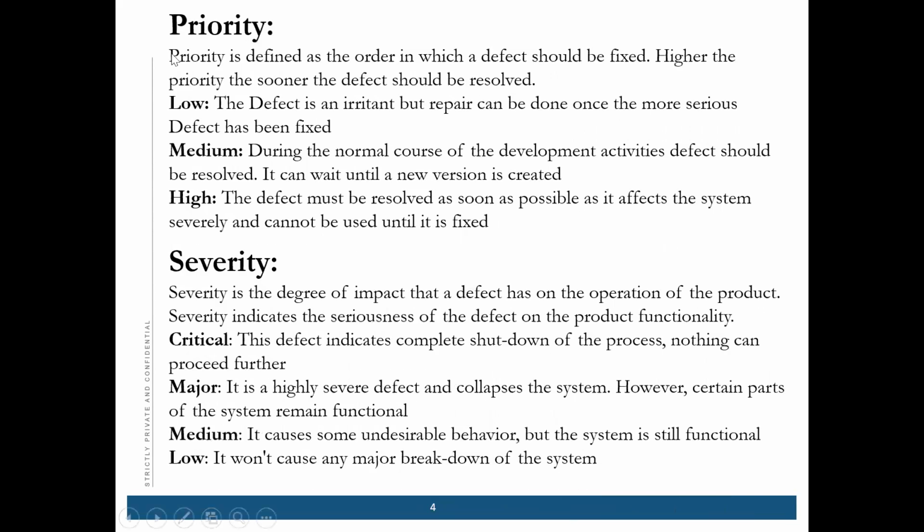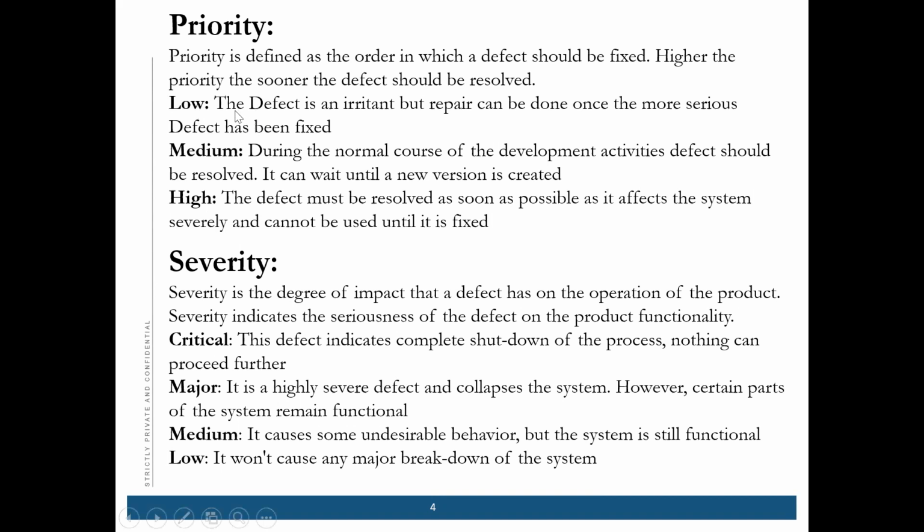Okay, now comes the priority and severity. So priority is the defect which is defined as the order in which a defect should be fixed. The higher the priority, the sooner the defect should be resolved. Priority tells you the scheduling of the defect, how soon it should be resolved. As soon as you get a P1 defect, it should be resolved as soon as possible because it's high priority.